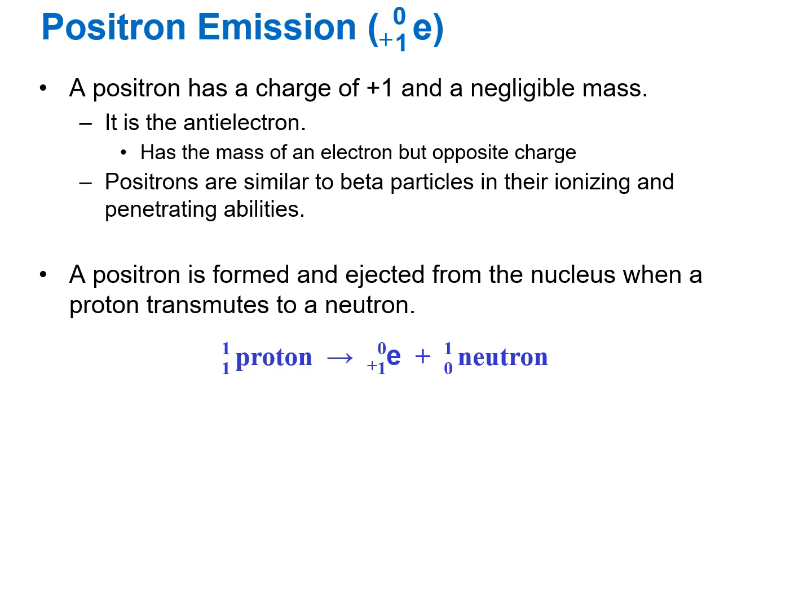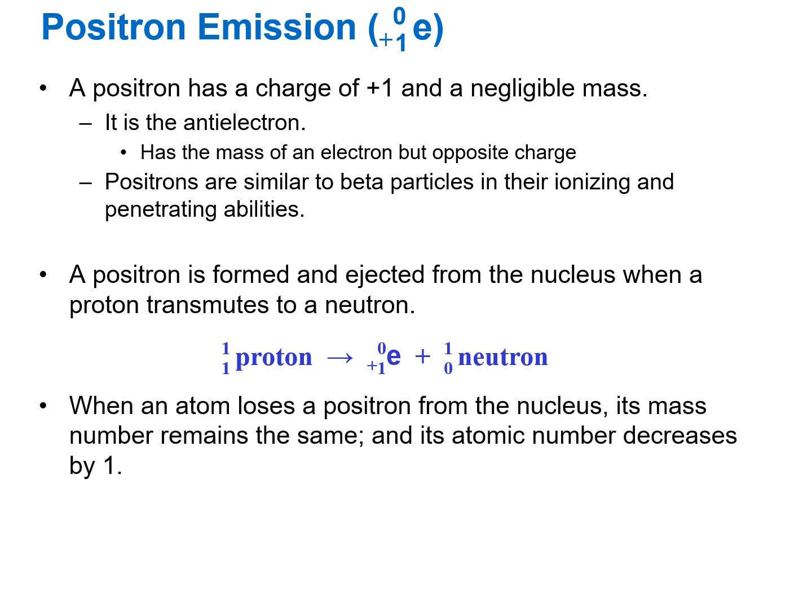So that's how we would write a positron. Basically, we're saying we had a proton with this positive charge, and now we have a neutron. And where did that charge go? Well, it went right here onto this positron. Now, when an atom loses a positron from the nucleus, its mass number remains the same, like I said, because a positron doesn't take any mass with it, but it does take that charge with it, which means we're going to see a decrease in the atomic number, which now means that we're talking about a new element being created.